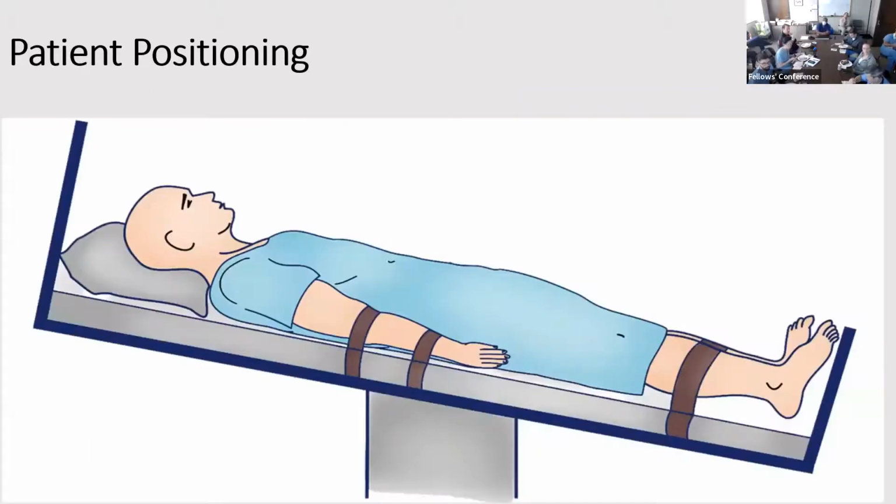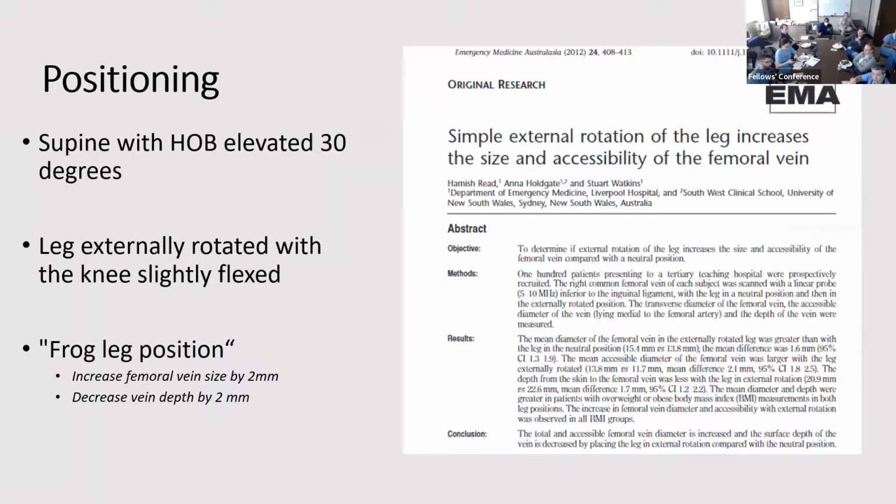All right, patient positioning. When you're doing this DVT exam, you want to position the patient so that the veins are at their maximum distensibility. So you want that vein nice and big, and you want to be able to get into the areas where you need to have your probe so that you can get a good picture. So for the positioning, the patient should be supine, head of bed 30 degrees. And there's actually some good data for how we can make that femoral vein look bigger. Something called the frog leg position.